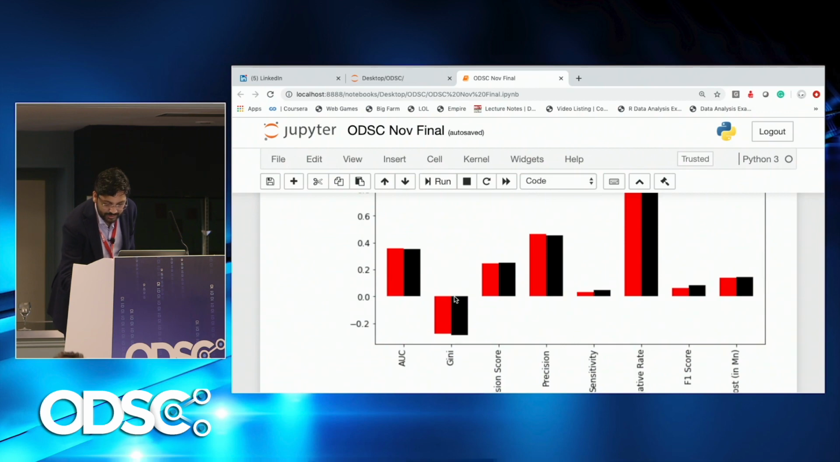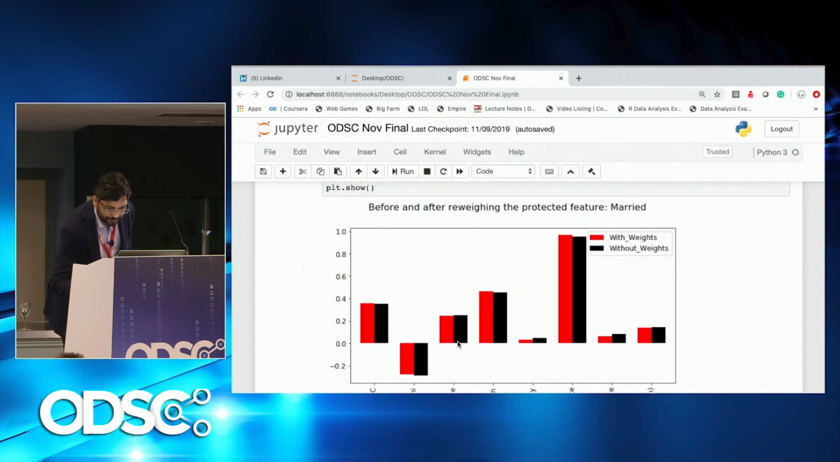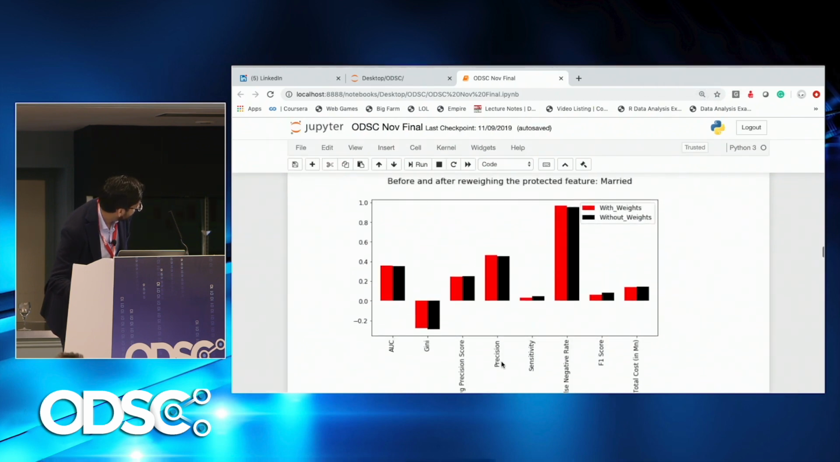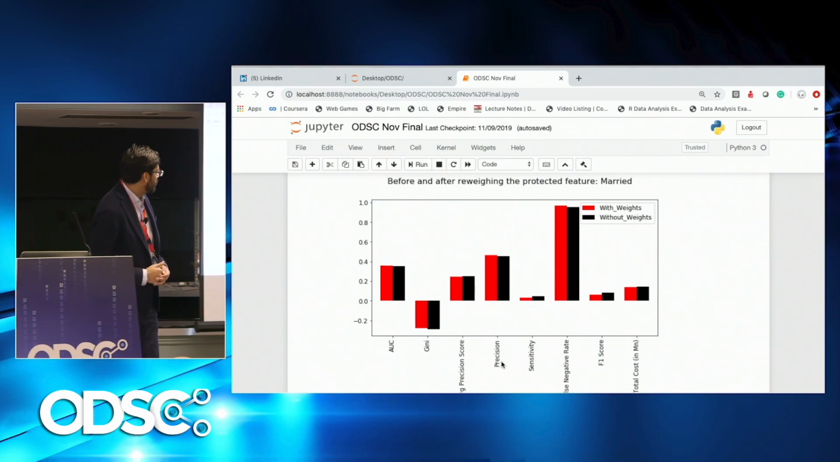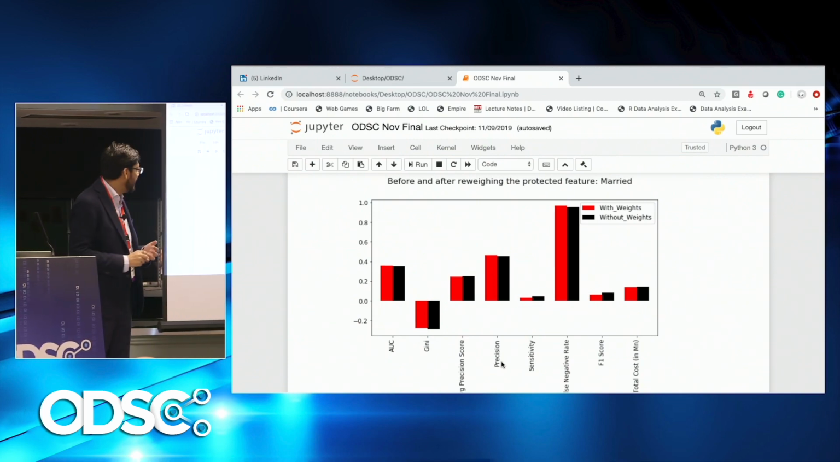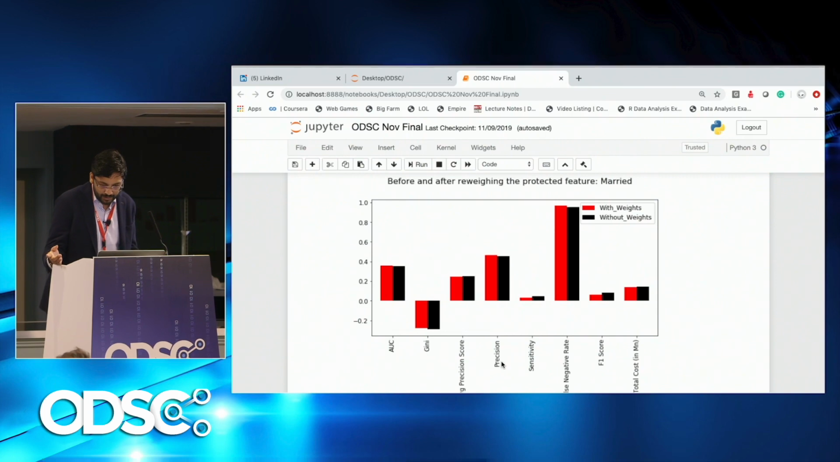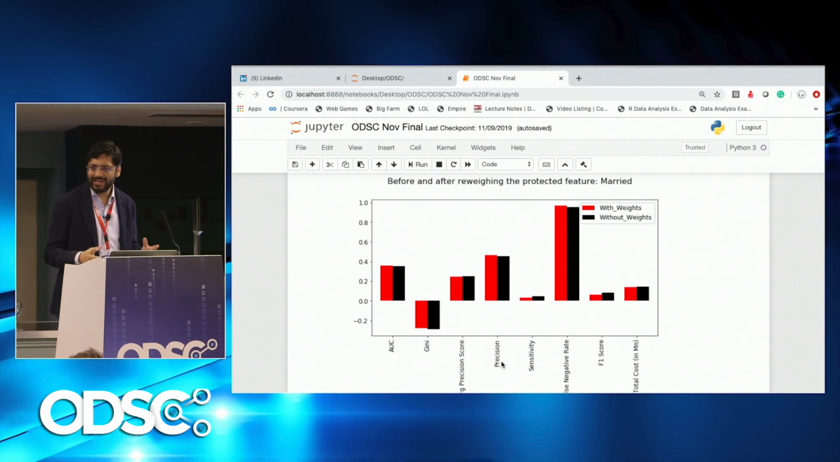I'll just reduce the screen size a bit more. Okay, so here it goes. The red bars are the accuracy differences with weights, and the black bars are without weights, right? The first one talks about AUC, area under the curve. For married versus non-married, we take both AUCs and subtract them, right? Out of 8 or 9 metrics, which are in my favor and which are not?